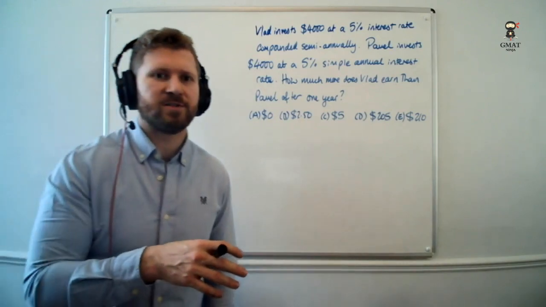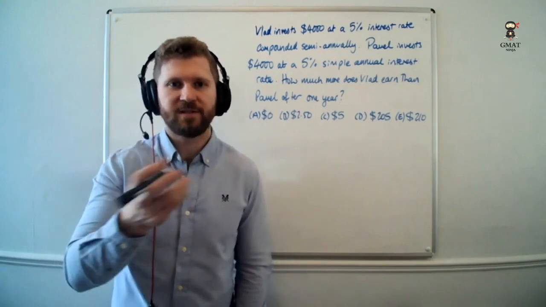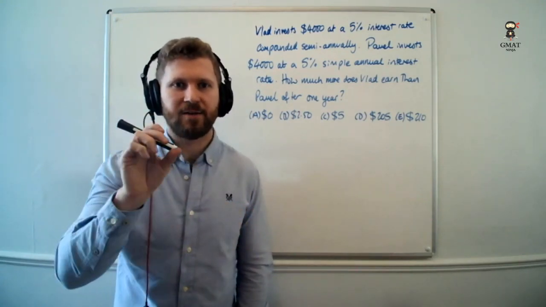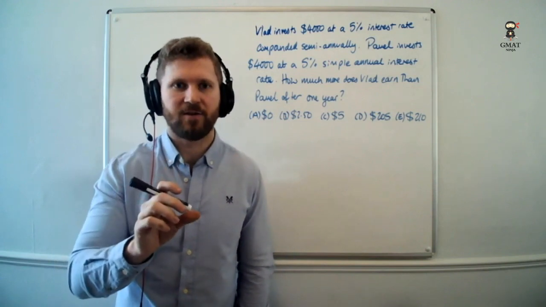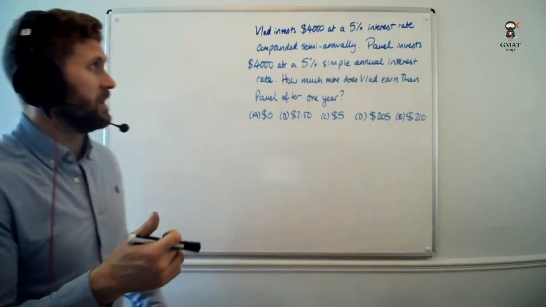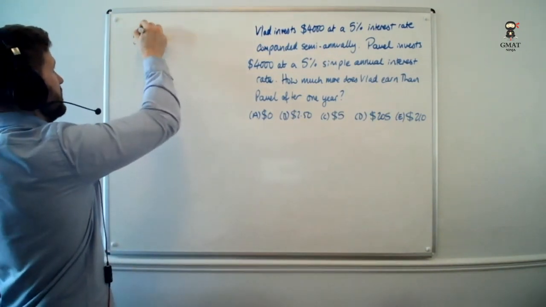Now, simple interest just means that we find, in this case, 5% of 4,000, and that's what Pavel will earn every year. We'll just add that on and add that on and add that on each year, and the amount we add on won't change. So 5% of 4,000 is what we're looking to find.